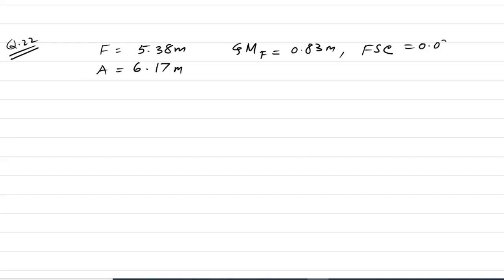He has given the forward draft 5.38, and our after draft is 6.17 meter. And he has given the GM fluid, final 0.83 meter. And he has given the FSC, 0.092 meter. What we have to do: it discharges and loads, and with this distribution, calculate the final GM.